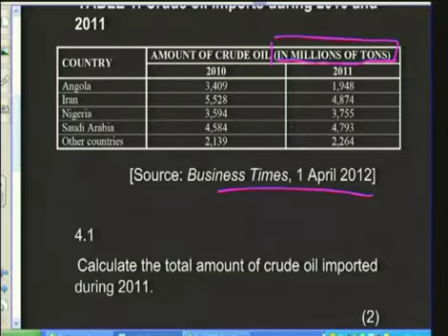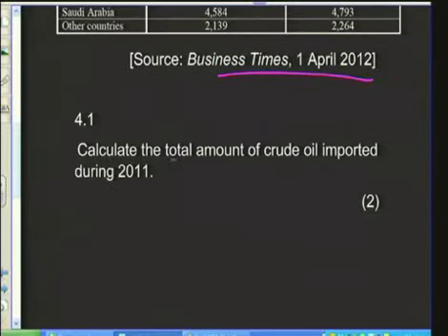So let's read our question, and they'll give you the source. Right, calculate the total amount of crude oil imported during 2011.